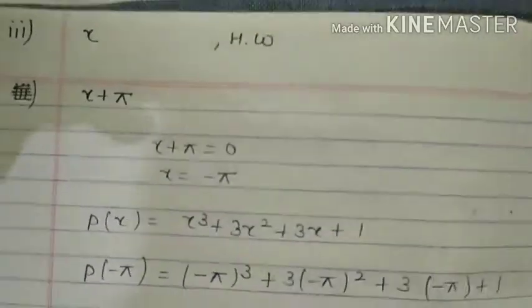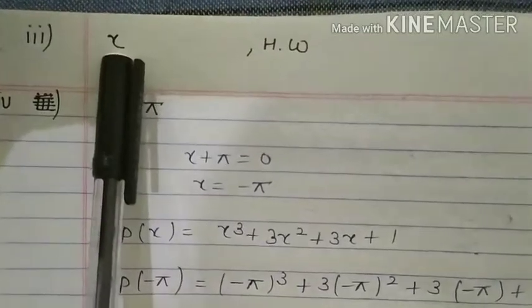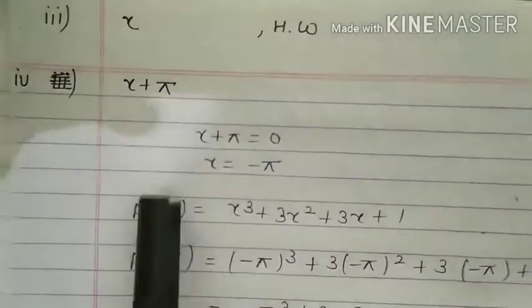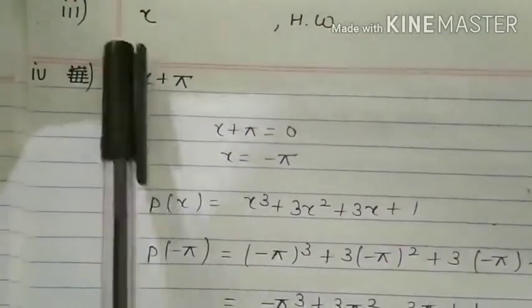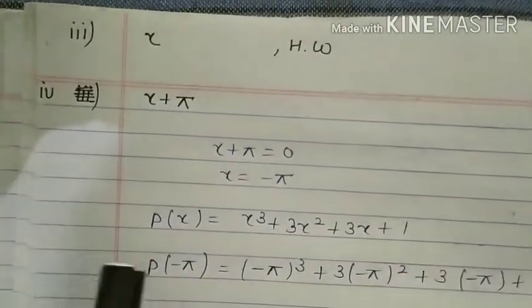थर्ड पार्ट आपका होमवर्क होगा, उसमें आपको x से डिवाइड करना है. तो you have to put x equals to 0, and put x equals to 0, you get 1. Simple. It's a very simple question. Now fourth question, x plus pi से आपको डिवाइड कराना है पॉलिनोमियल को.